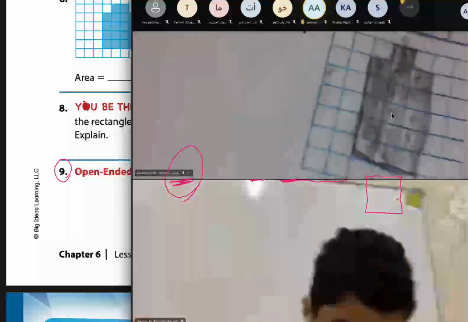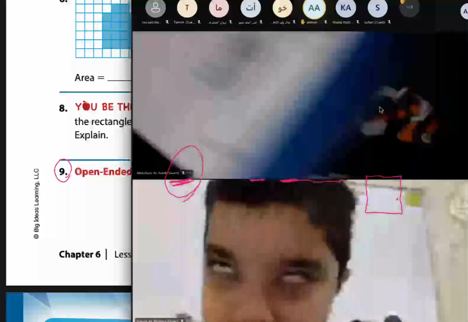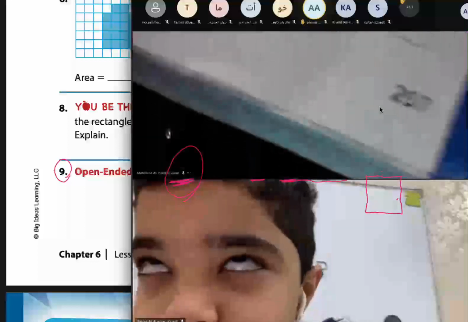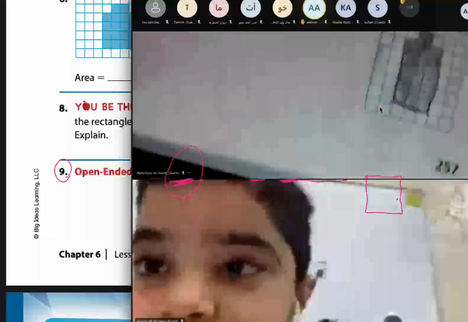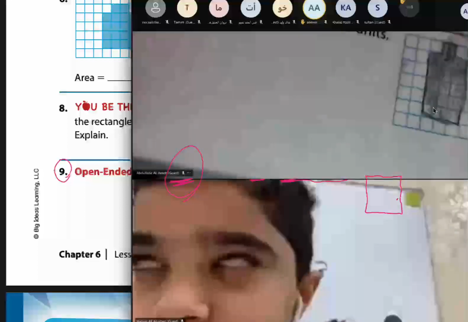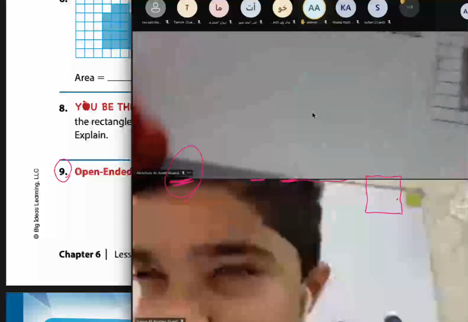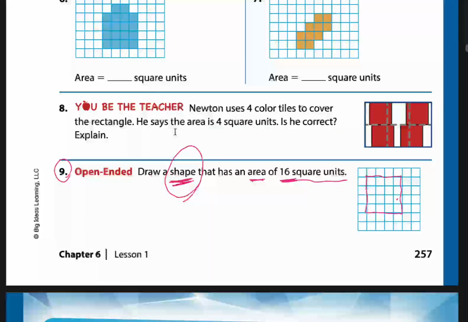Look, my heroes, look at Abdulaziz's work. Abdulaziz al-Harib, show us again. This one also is correct. Okay. This shape also is correct. It's 16. It covers 16 squares. So it's also correct. Thank you, Abdulaziz.